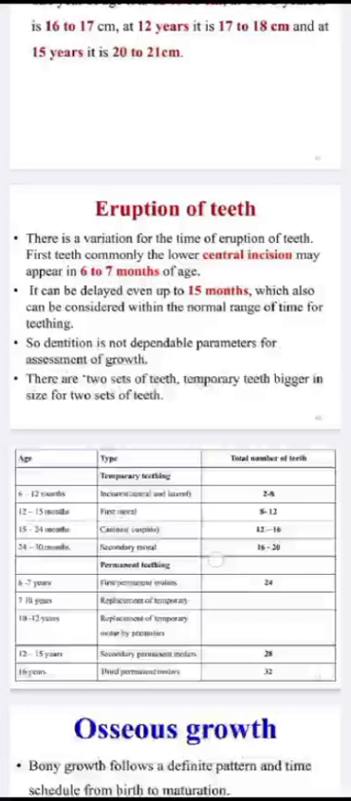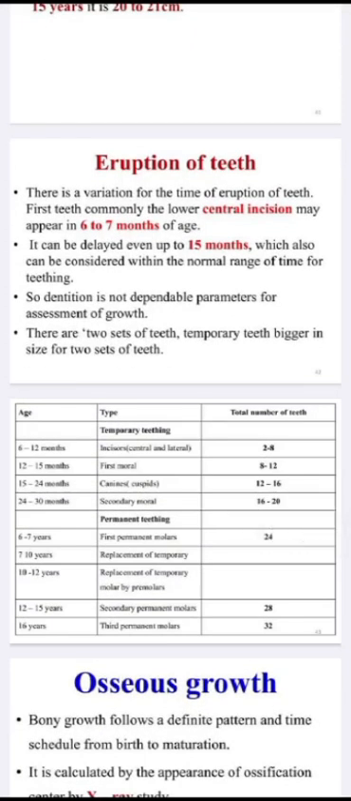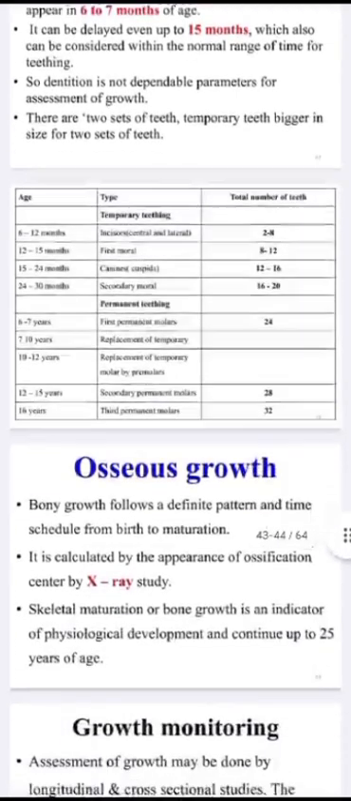Then eruption of teeth will be taking place, the lower central incisor eruption at 6 to 7 months of age. It can be delayed even up to 15 months, which also can be considered within the normal range of time for teething. So dentition is not a dependable parameter for the assessment of growth.